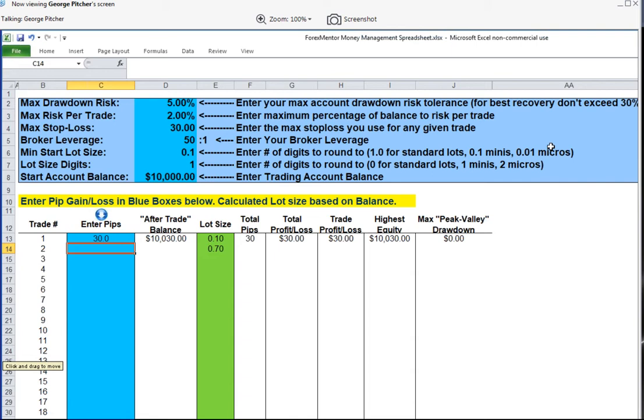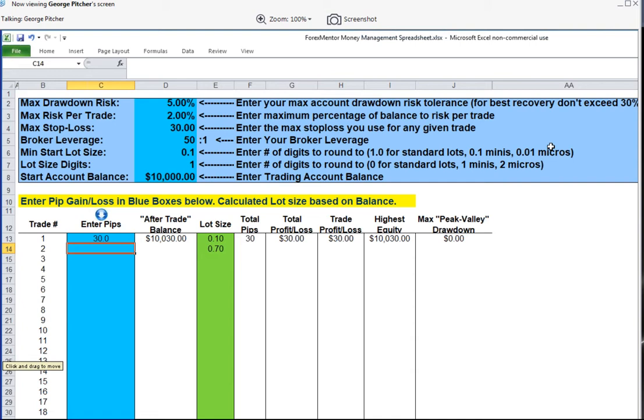Now, in this green column, you'll see that the lot size has changed to 0.7 lots. This means I can go up to a lot size of 0.7 and still be within my risk tolerance that I've set up. And that's important. If I try to exceed that 0.7, it'll say tilt.